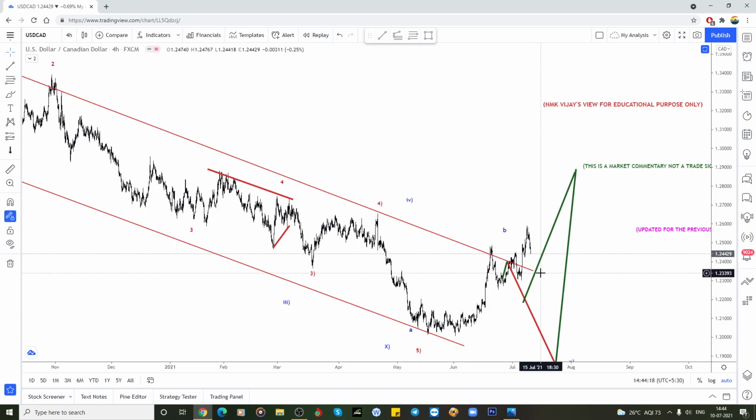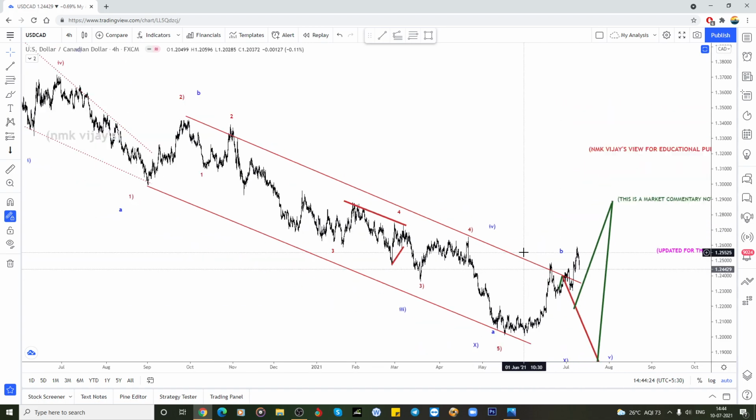If it is a running flat, it won't break this low. If it is an expanded flat, it will break this low, and then again it may bounce. I'm expecting only the bounce.